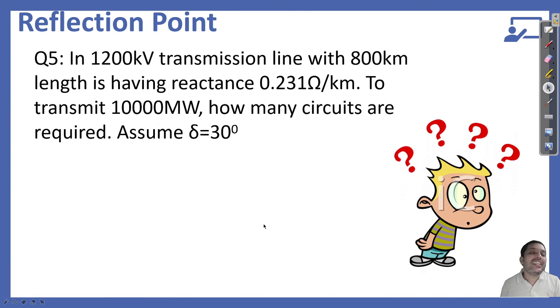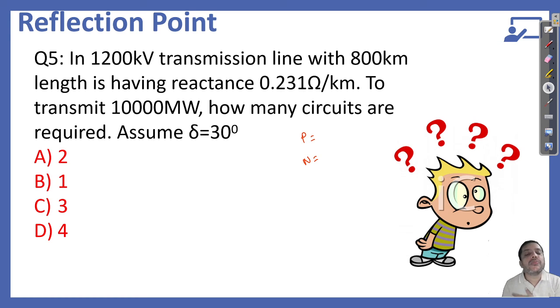Again, reflection point. In a 1200 kV transmission line with 800 kilometer length having a reactance of 0.317 ohm per kilometer, 10,000 megawatt of power is to be transmitted. How many circuits are required? Assume delta is equal to 30. The hint is first calculate P, you know the formula of P, and then calculate N, the number of circuits required. So pause the video and answer the question. I will not give the answer of this question, you calculate it.